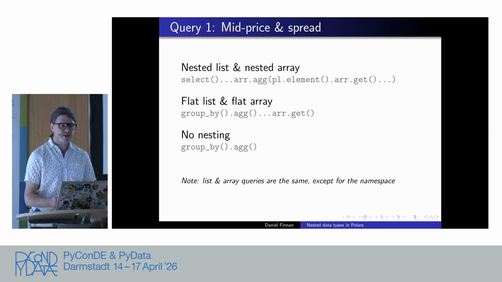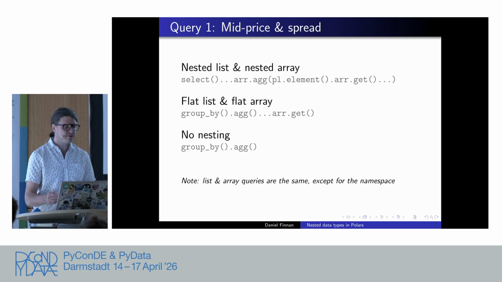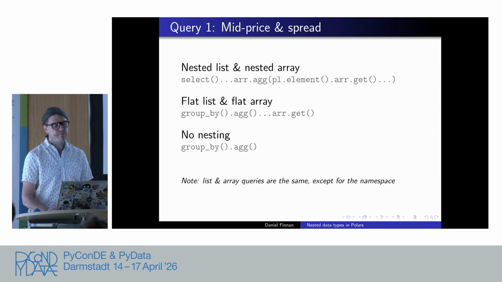And just to demonstrate the query structure to you, I did actually have this in graph format, which is quite nice to look at, but in presentation, they get a little bit unwieldy. So I've bastardized the syntax here so you can get an idea of how the queries are constructed. You can see the nested versions, we go from a select into an aggregation on the array, and then a further get on the nested array. For the flat list, we're doing a group by and an aggregation, and then a get on the array. And for no nesting, we're simply doing a group by and an aggregation.